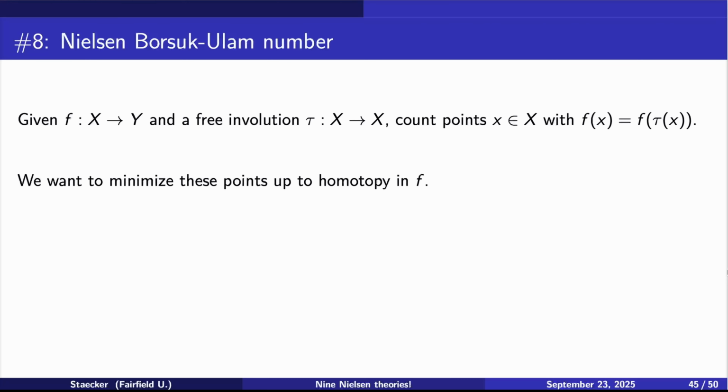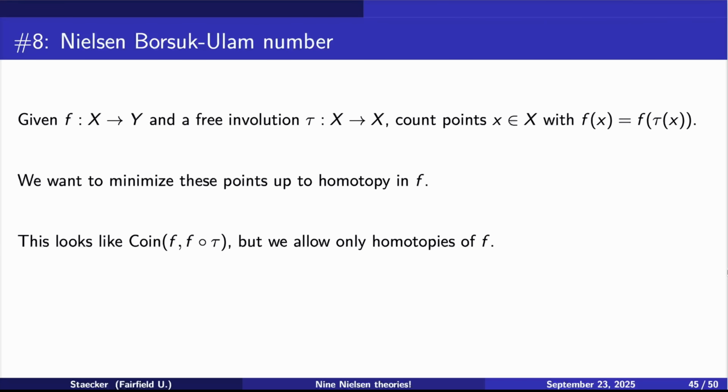And again, since I see something equals something, I think maybe I could do a Nielsen theory with this, all right? We want to minimize the number of these, they call the Borsuk-Ulam points with respect to this involution.